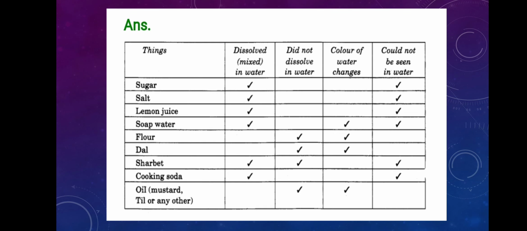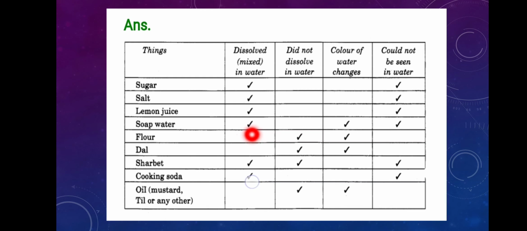So what are the things? Sugar can be easily dissolved in water, and it cannot be seen in water. If you take one spoon of sugar and try to mix it in a glass of water, it will easily dissolve. Salt is also the same, it will easily dissolve. We cannot see it in the water. Lemon juice is easily mixed or dissolved, and it cannot be seen.